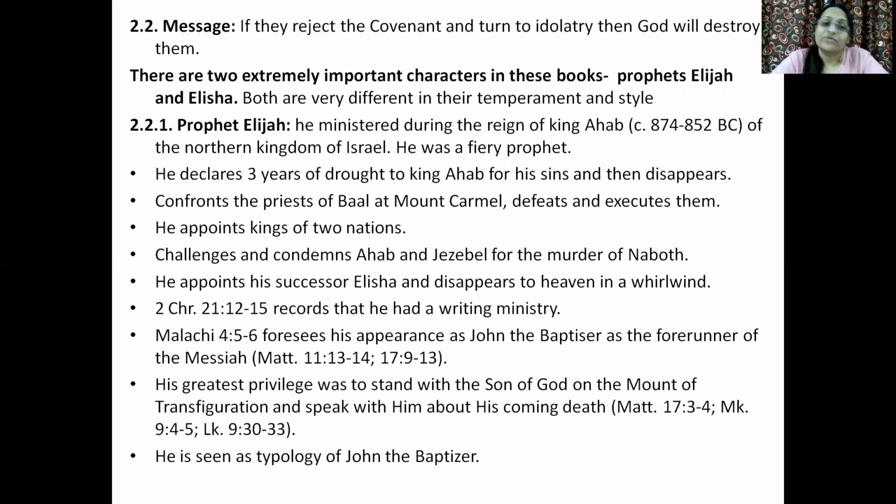First we'll talk about Prophet Elijah. Elijah ministered during the reign of King Ahab, a very dangerous, wicked and cruel king, from 874 BC to 852 BC. He belonged to the northern kingdom of Israel, and he was a fiery and dynamic prophet.